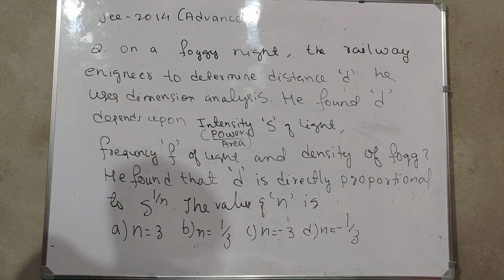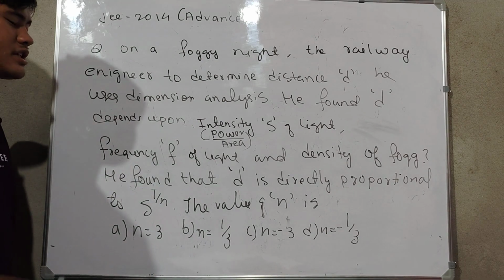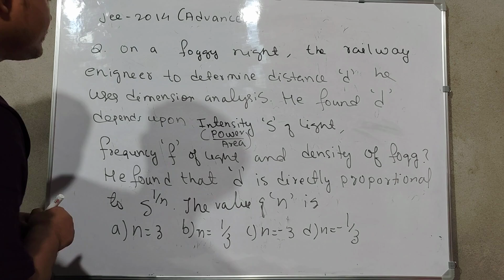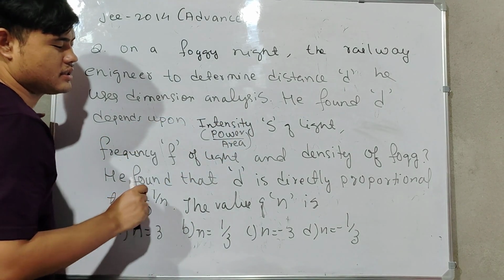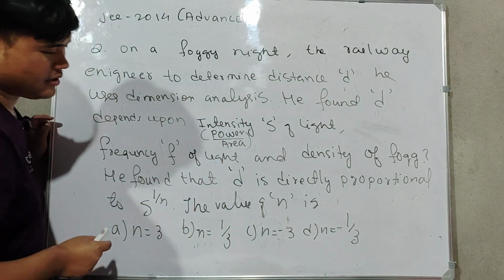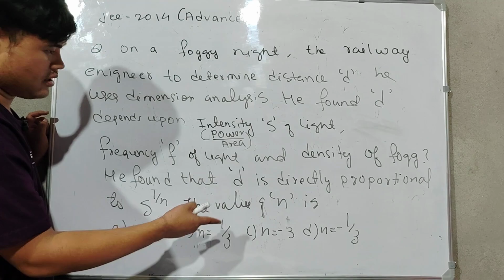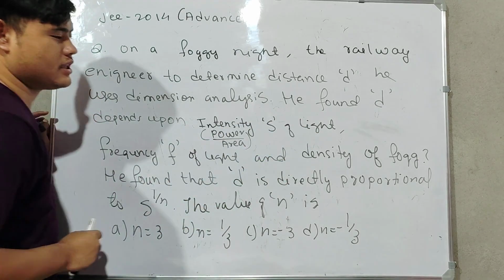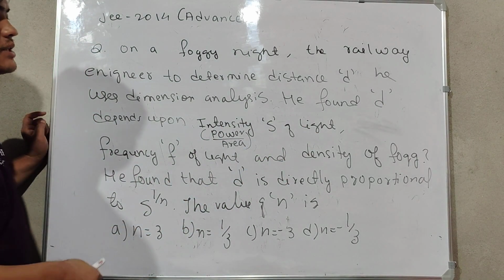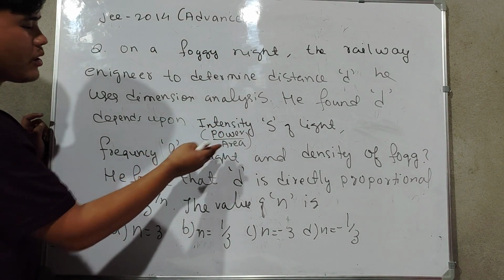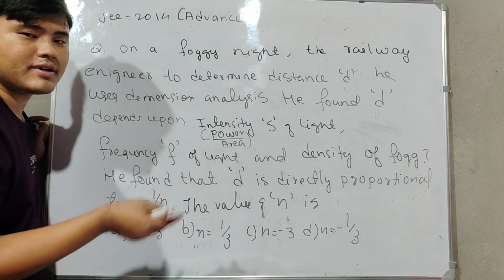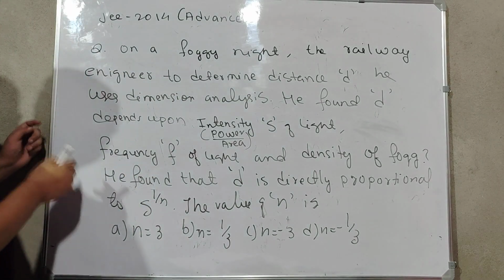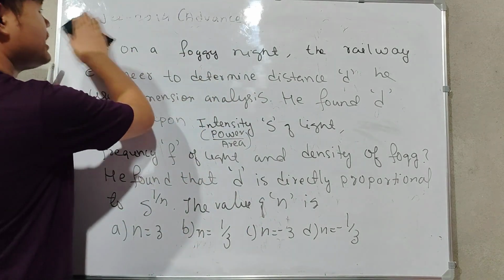You can do this easily if you know dimensions. Just now we learned how to do it. D is directly proportional to S, F, and then density. The density formula we know, mass by volume. The intensity formula is given, power by area, and frequency we know, it is the inverse of time. So let's solve fast.